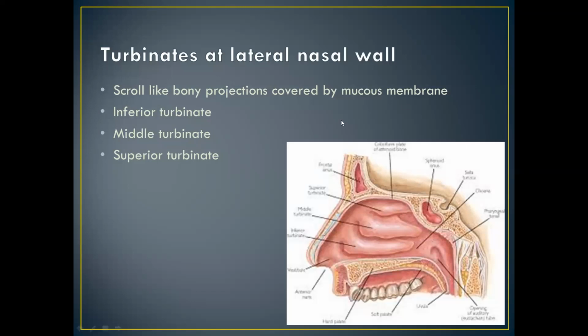The space between the middle and the inferior turbinate is middle meatus. The space between the superior turbinate and middle turbinate is superior meatus. And the space between the roof of nose and superior turbinate is sphenoethmoidal recess. So there is importance of these turbinates and the meatuses as well.